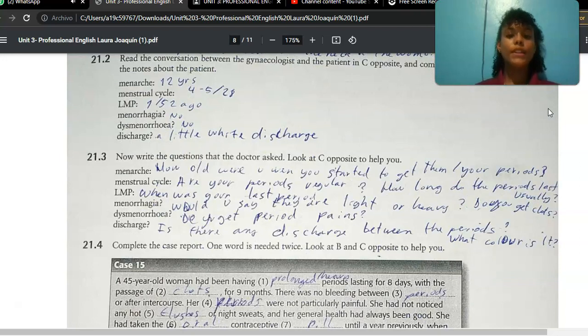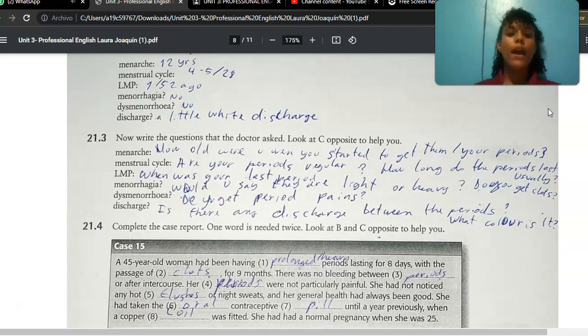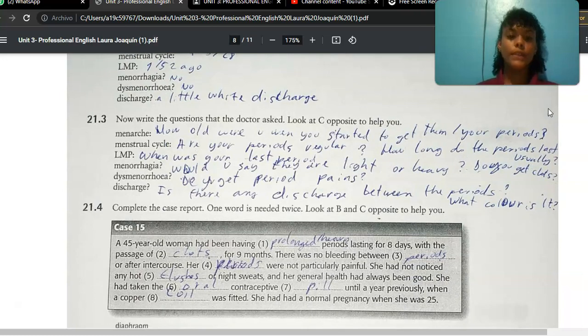Now write the questions that the doctor asked. Look at C opposite to help you. Menarche: how old were you when you started to get your periods? Menstrual cycle: are your periods regular? How long do the periods last usually? LMP: when was your last period? Menorrhagia: would you say that they are light or heavy?